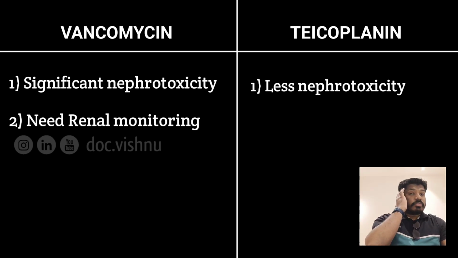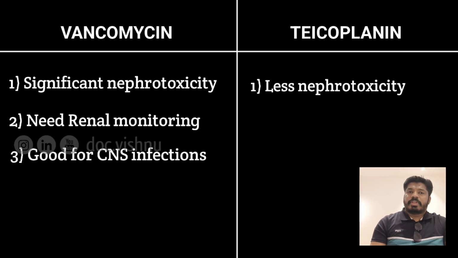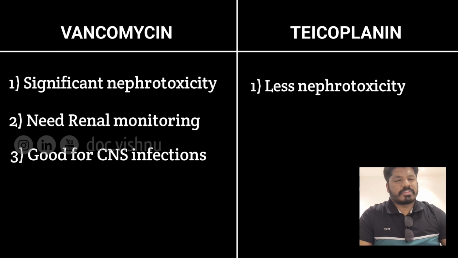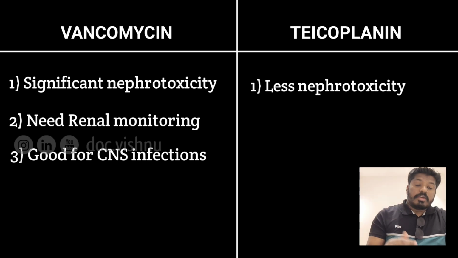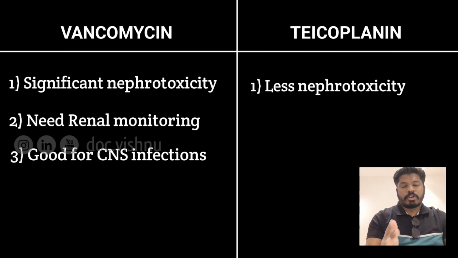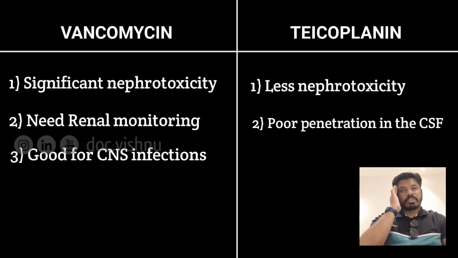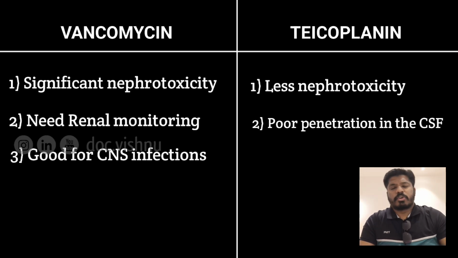Vancomycin is very good for CNS infections. In fact, when patients are admitted with symptoms of meningitis and you're not exactly sure what the organism in the brain is, empirically, vancomycin is given, but teicoplanin is not given because teicoplanin has very poor penetration in the CSF. So that is why usually vancomycin is preferred.